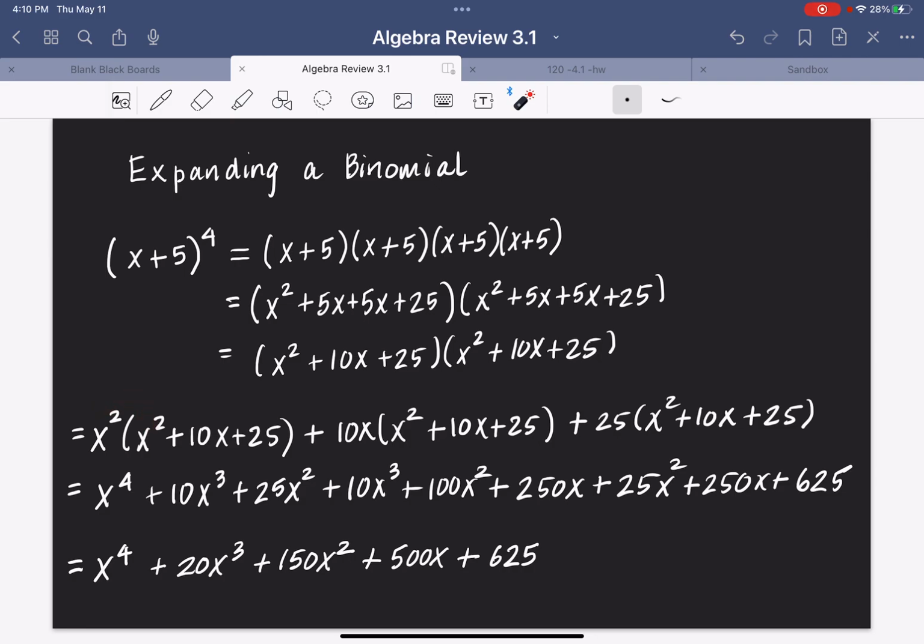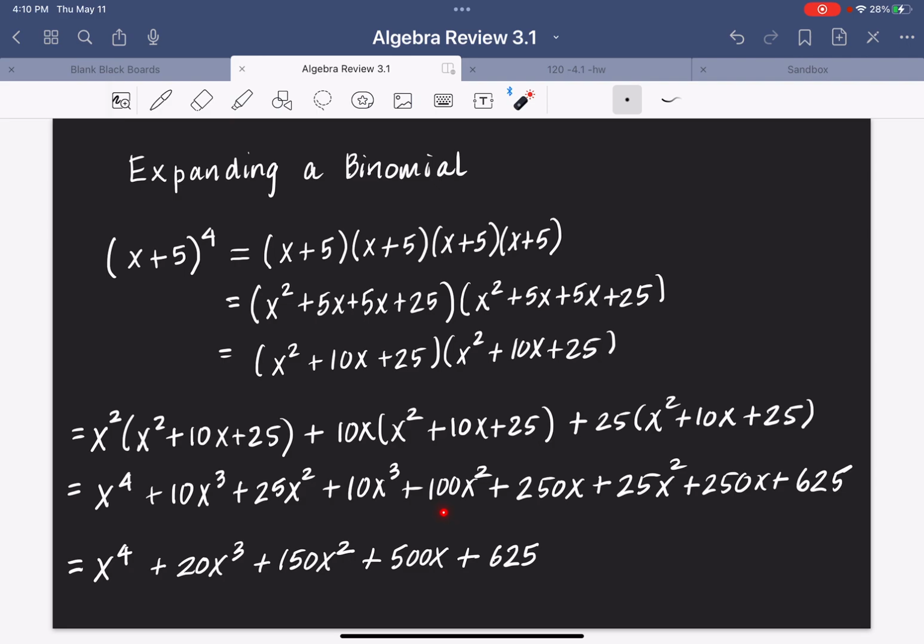Then I've got a bunch of distributing that I have to do. X squared times x squared, x to the fourth. X squared times 10x is 10x to the third. X squared times 25 is 25x squared. 10x times x squared is 10x cubed.